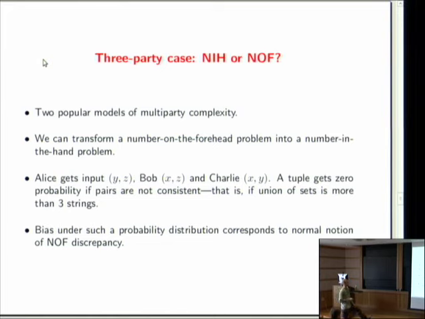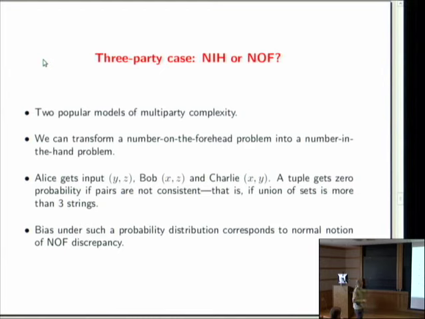And in the number on the forehead model, each player sees every input except their own, which you can think of as written on their forehead, right? So Alice gets y and z, Bob gets x and z, Charlie gets x and y, okay?